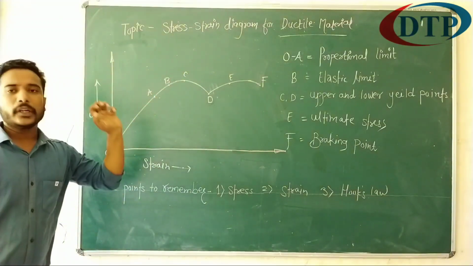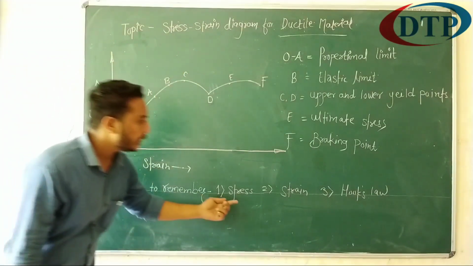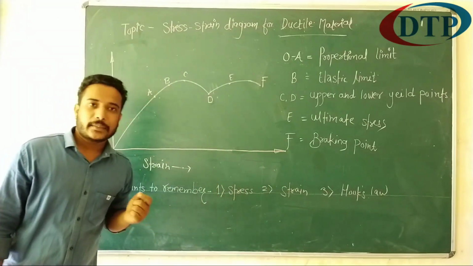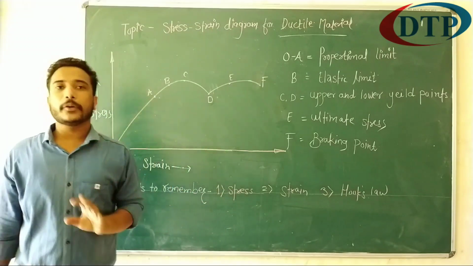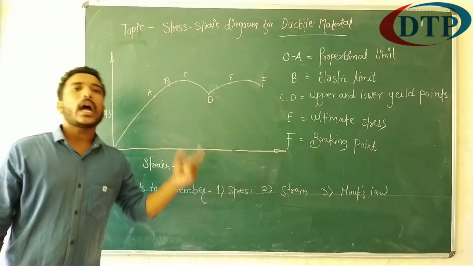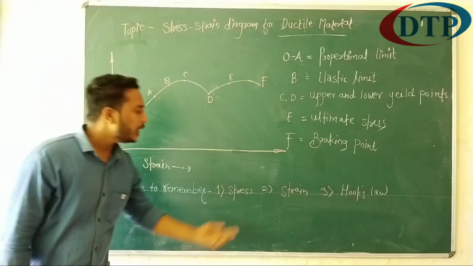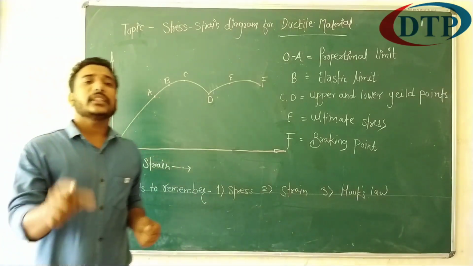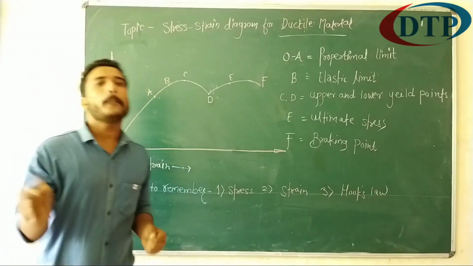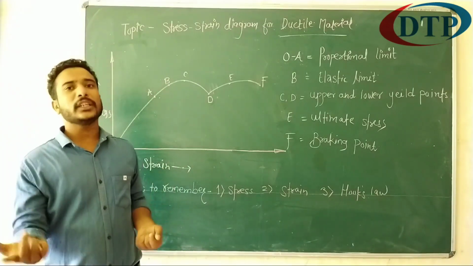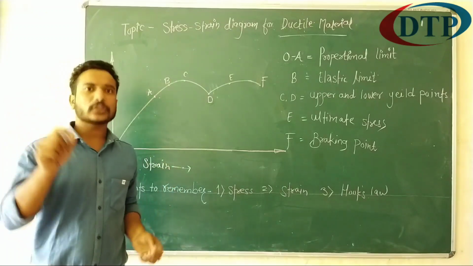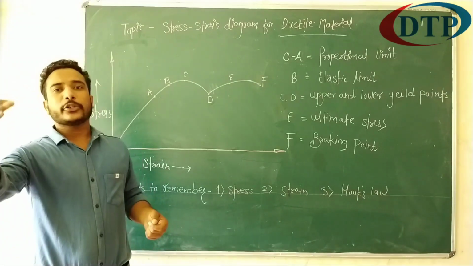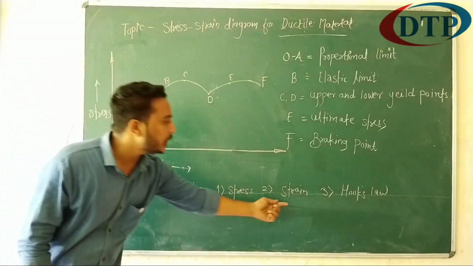Before starting this point, we need to know some points, that is stress, strain and Hooke's law. Basically what is stress? Stress is force per unit area. The force applied within per unit area is called as a stress. Then strain, what is strain? The strain is the ratio of change in dimensions to the original dimension. When you apply the force on the material, the dimensions of material change. That ratio to the original dimension is called as a strain.